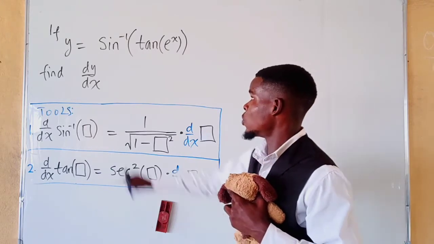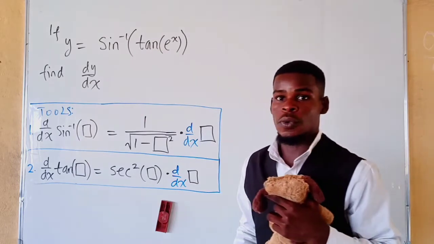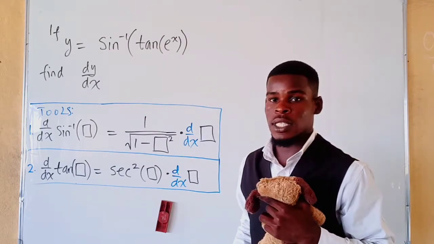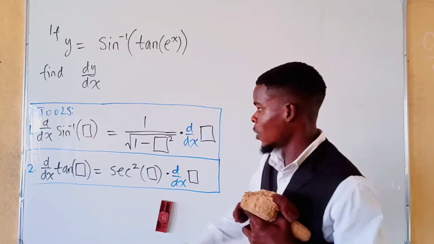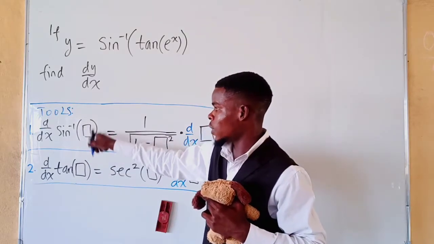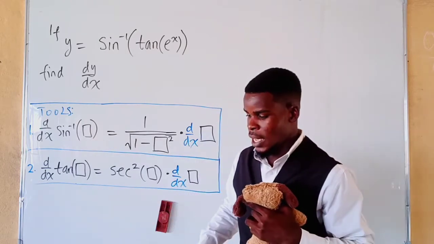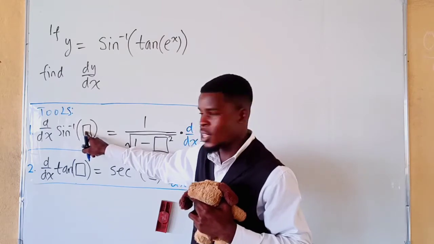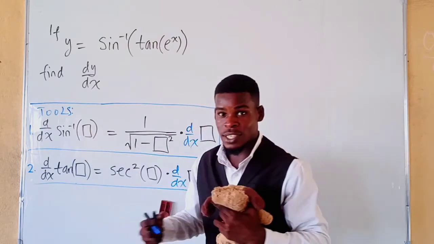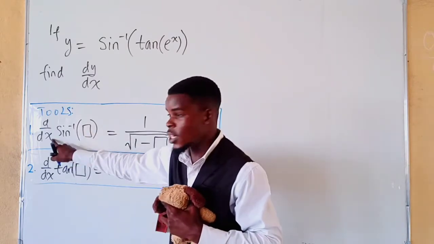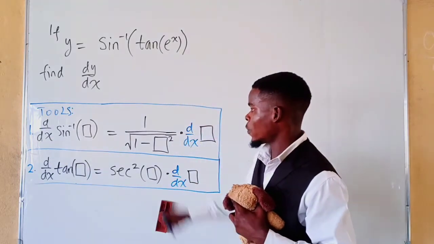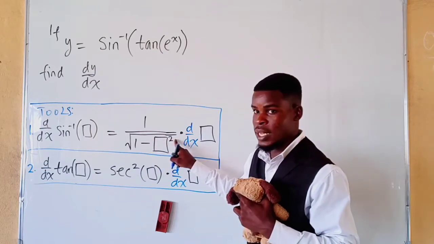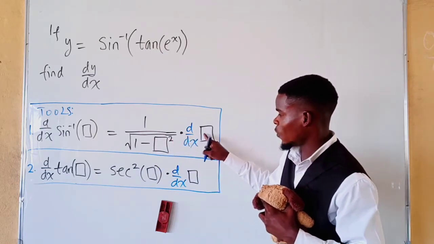If you know how to differentiate each of these functions, then you will know how to differentiate the whole of that. Whenever we have to differentiate sine inverse of something, this something is just a box that contains some function of x. Differentiating that with respect to x, we are going to have 1 over the square root of 1 minus that box squared, then you multiply it with the derivative of that box with respect to x.